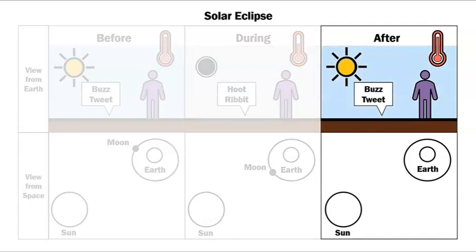Finally, let's draw the moon after an eclipse. After a solar eclipse, the moon has moved along its orbit and is no longer directly between Earth and the sun. So let's draw the moon here.